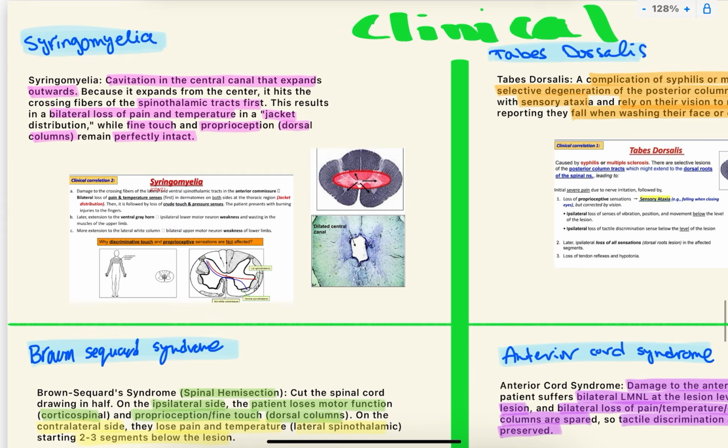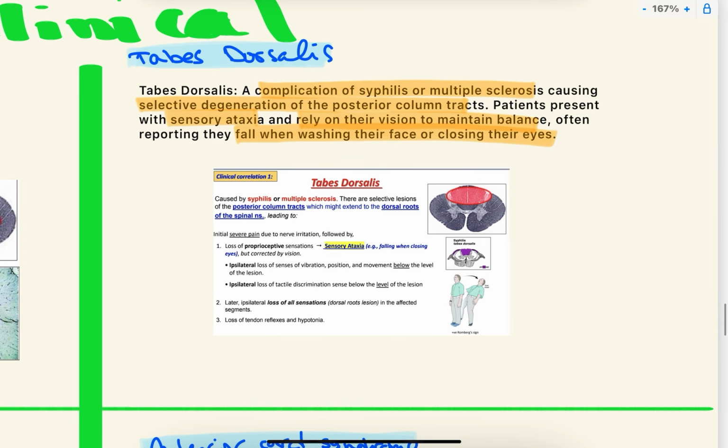The second one that we're going to discuss is tabes dorsalis. This is a complication of syphilis or MS, multiple sclerosis. It causes selective degeneration of the posterior column tract. And remember, go back in the video to what we talked about in the posterior column tract. What will the patient have? They will have sensory ataxia, and they will mainly rely on their eyes, on their vision, in order to have balance.